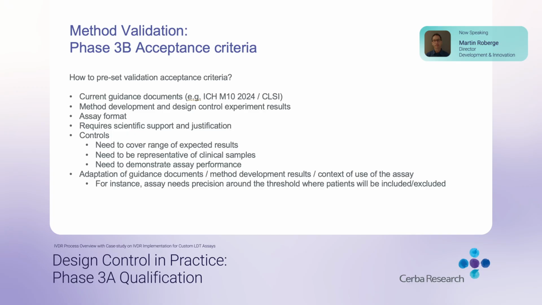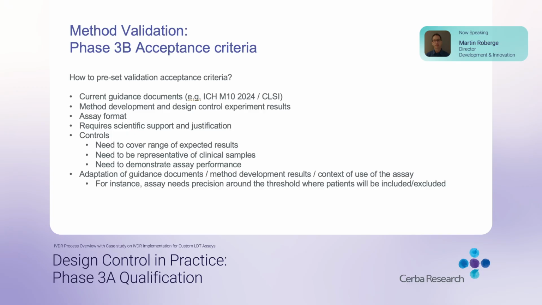So obviously, if your assay is variable in design control, it's not going to get better during method validation unless you go back and optimize your assay. It needs to be based on your assay format again, because not all assay formats will generate reproducible results in the same way. Again, going back to documentation, you need to provide scientific support and justification for all these validation assessments, steps, and acceptance criteria.